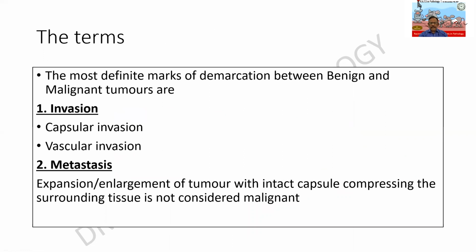Coming to the topic proper, these are the terms that we should remember. The most definite demarcating terms between benign and malignant, which we had seen earlier, will be invasion. It can be either a capsular invasion or a vascular invasion. These are the most definite criteria. And of course, metastasis. Enlargement of the tumor, expansion of it with intact capsule, compressing the surrounding tissue, etc., are not signs of malignancy. It can happen in a benign tumor as well.